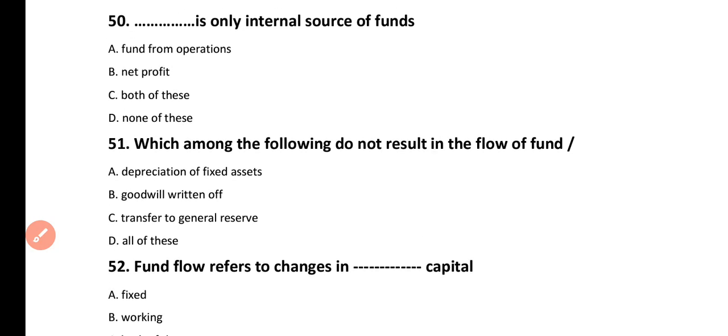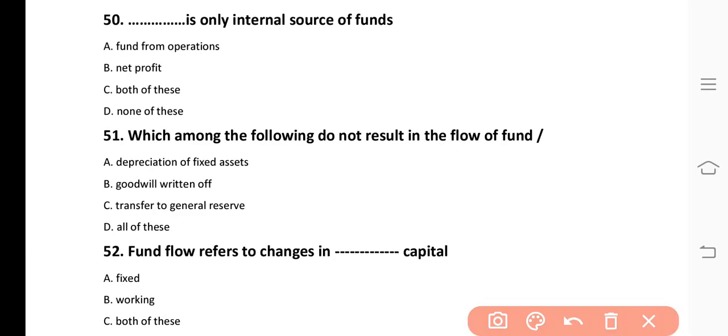MCQs number 50. Dash is only internal source of funds. Fund from operations, net profit, both of these, none of these. So the correct option is fund from operations, which is the internal source of funds, meaning profit of the firms.